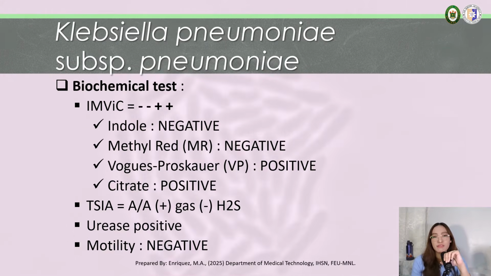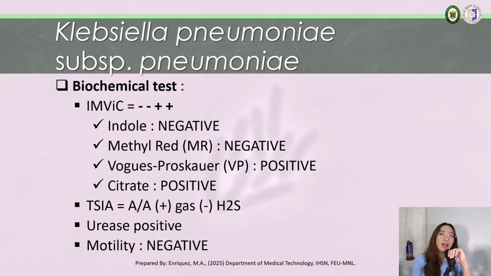Alright. So again, if you would notice, magkabaliktad po ang INVIC reaction ng Escherichia coli and ng Klebsiella pneumoniae. Another reaction that could set them apart is that Klebsiella pneumoniae subspecies pneumoniae is also urease positive. Alright? Pero urease negative po kasi ang Escherichia coli. Alright? Again, Klebsiella pneumoniae is urease positive.